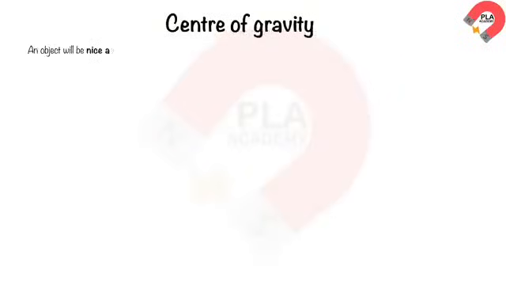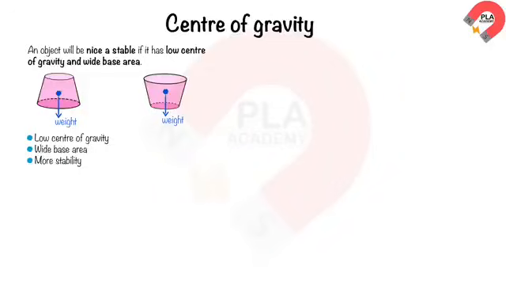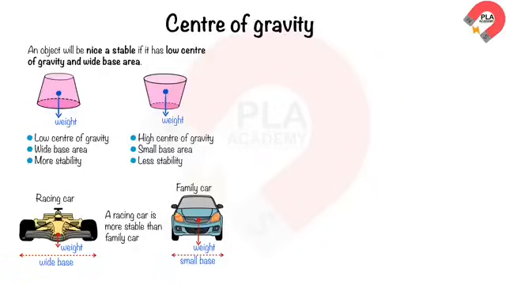An object will be nice and stable if it has a low center of gravity and a wide base area. For example, a conical frustum placed with its wider base on the ground is more stable than when flipped upside down. In the first case, the center of gravity is lower and the base area is wider, so more stability. In the second case, the center of gravity is higher and the base area is smaller, so less stability. A racing car has a lower and wider base area than the family car, so the racing car is more stable.